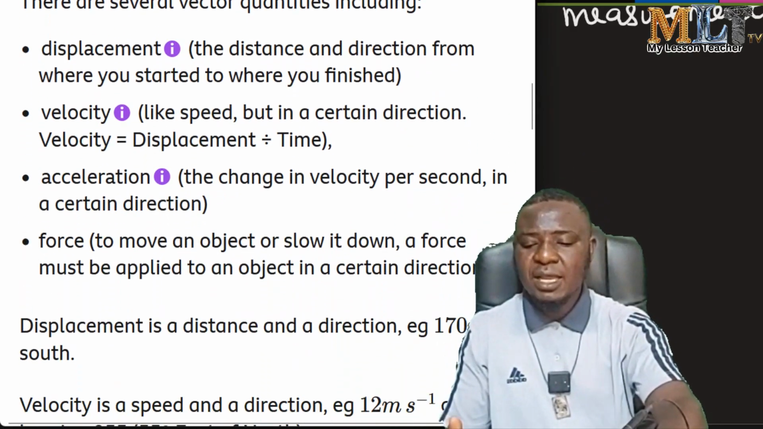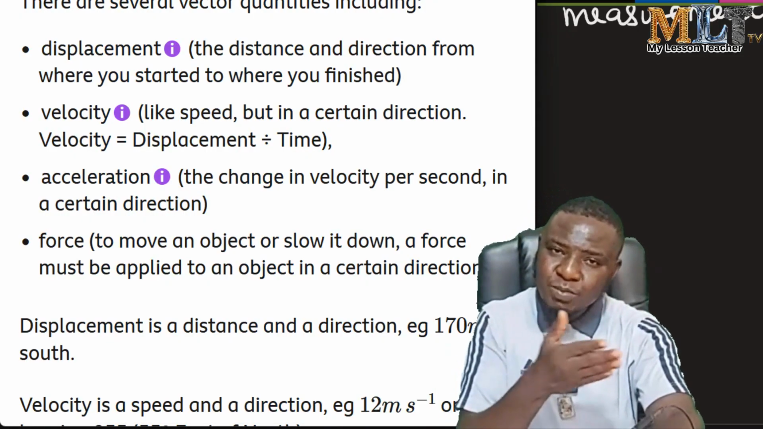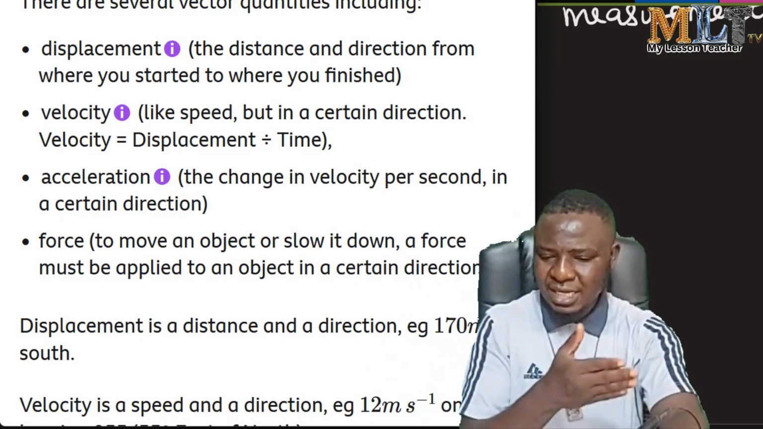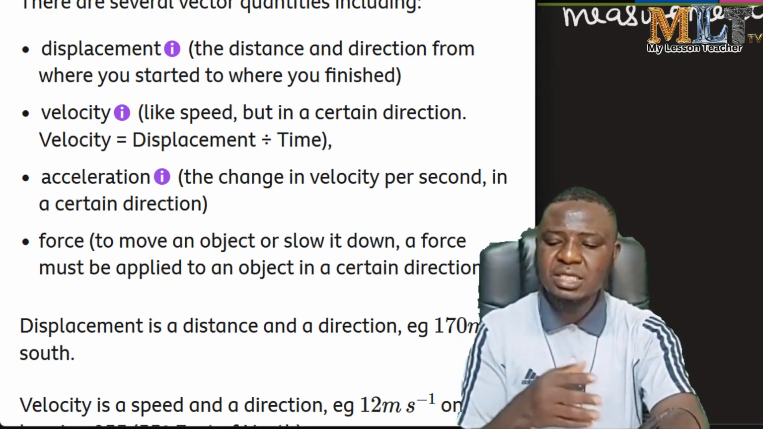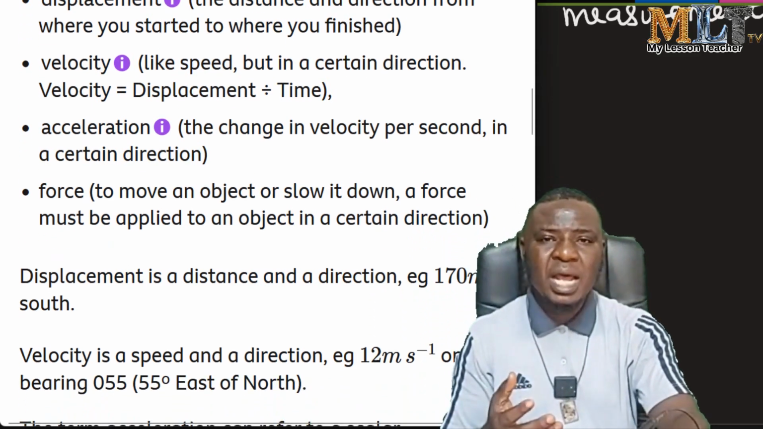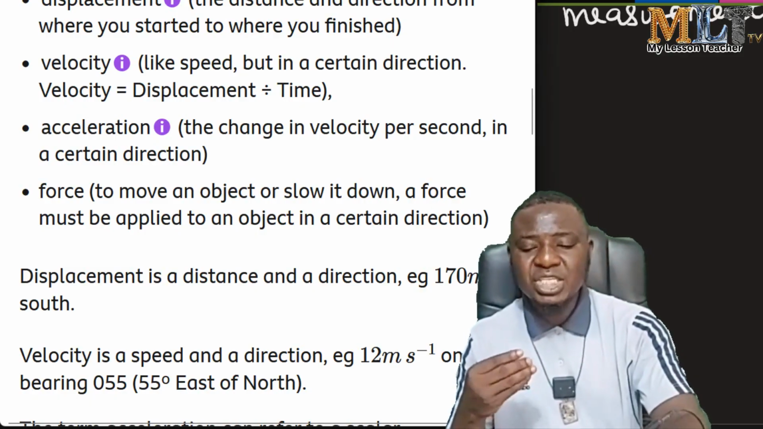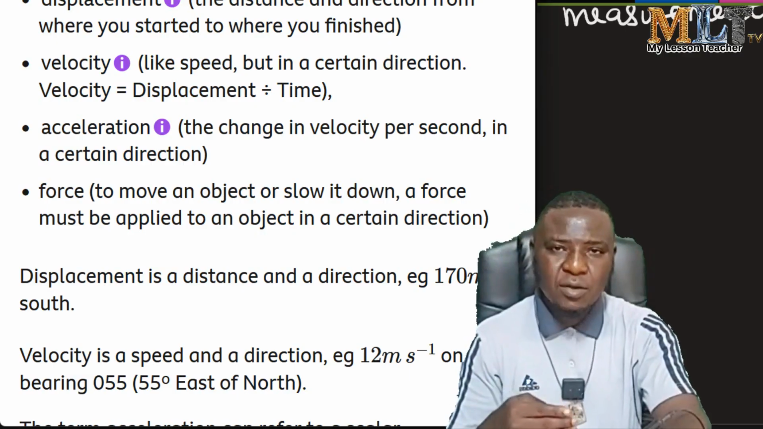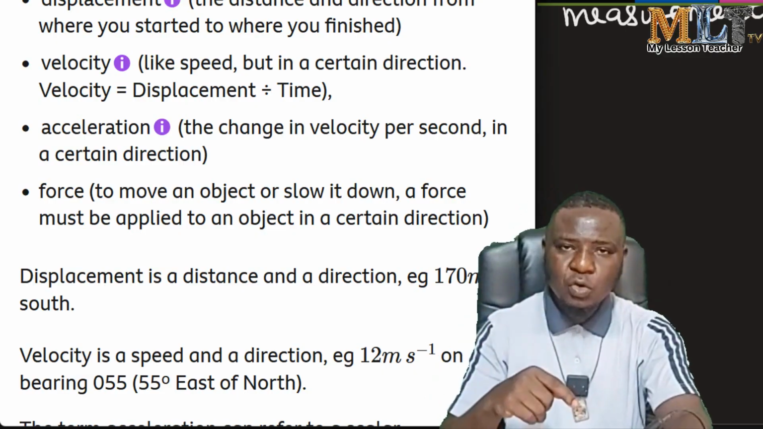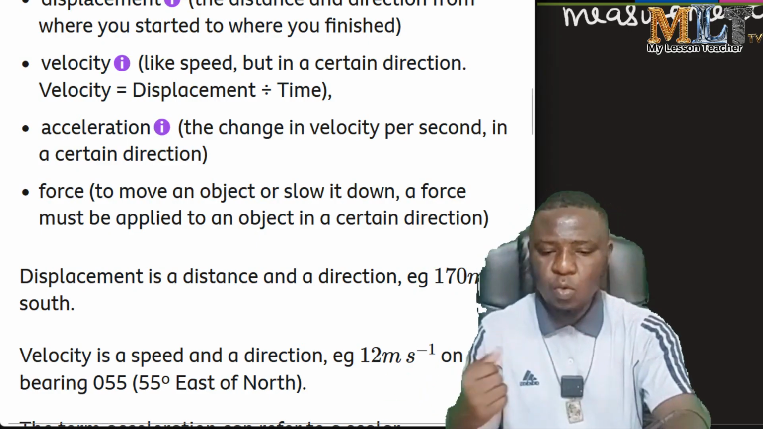Also, velocity is a vector quantity. Velocity is said to be a speed in a specified direction, like speed, but in a certain direction. So velocity is equal to displacement divided by time. We also have acceleration as another example of vector quantities, where acceleration is the change in velocity per second. Since velocity is a vector quantity, acceleration, which has to do with velocity, is also a vector quantity.